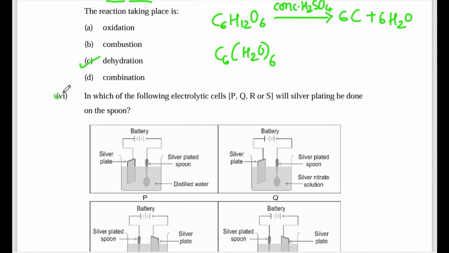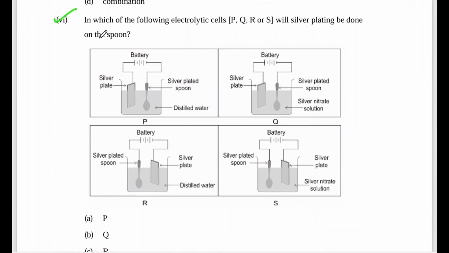Next, sixth question. In which of the following electrolytic cells, P, Q, R or S, will silver plating be done on the spoon? So electroplating, it may be any metal in place of silver. For electroplating, what will you take? You will take the electrolytic cell, with the anode and cathode. So anode is which one? Connected to positive terminal. Cathode is which one?